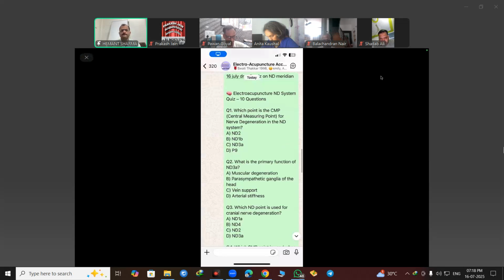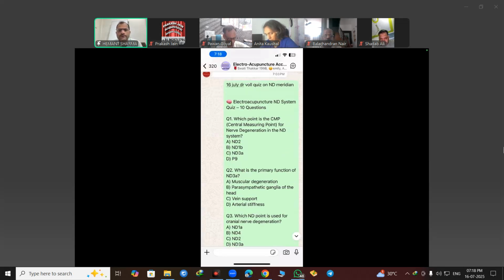Question number 1. Which point is the CMP point of the ND meridian? What is the answer? B. ND1B, so the option will be B. ND1B will be the nerve degeneration point.